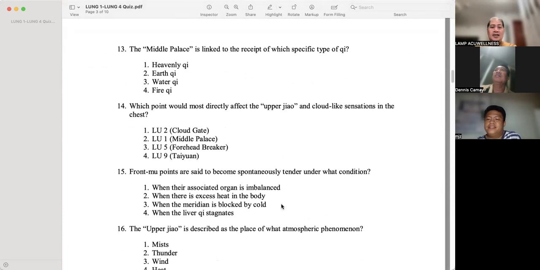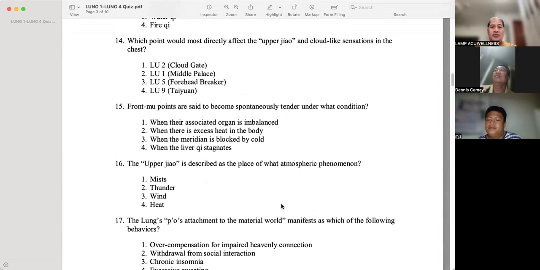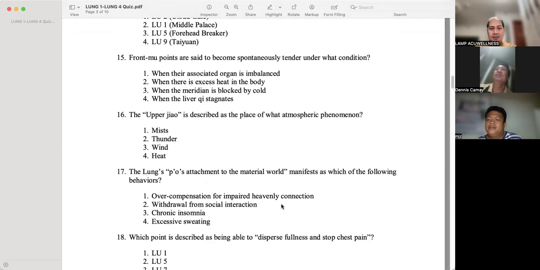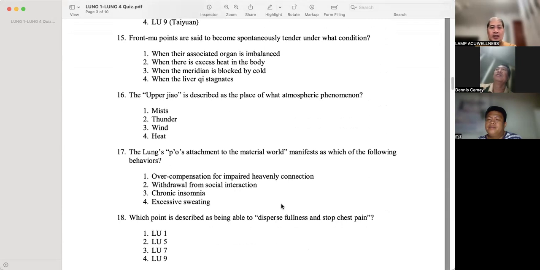The middle palace is linked to the receipt of which specific type of qi? Heavenly qi. Which point would most directly affect the upper jiao and cloud-like sensations in the chest? Lung 2, cloud. Front mu points are said to become spontaneously tender under what condition?